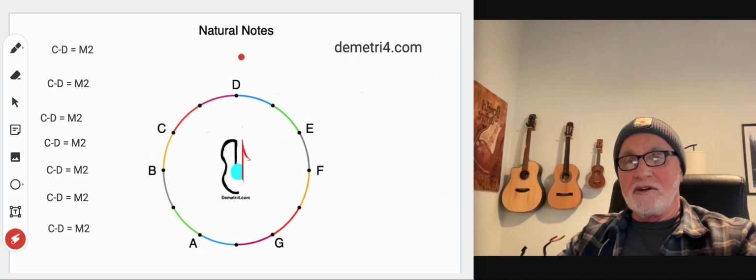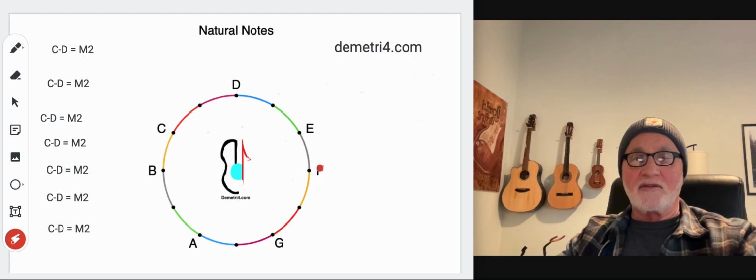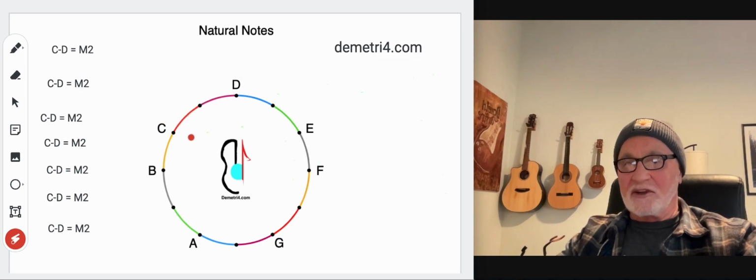C to F, 1, 2, 3, 4. Remember, on the size, we're just looking at the letters, and we're including both letters in the interval. Not worried about the dots yet, we're just trying to find the size. We have to find the size first, then we can find the quality. Again, C to F, 1, 2, 3, 4.